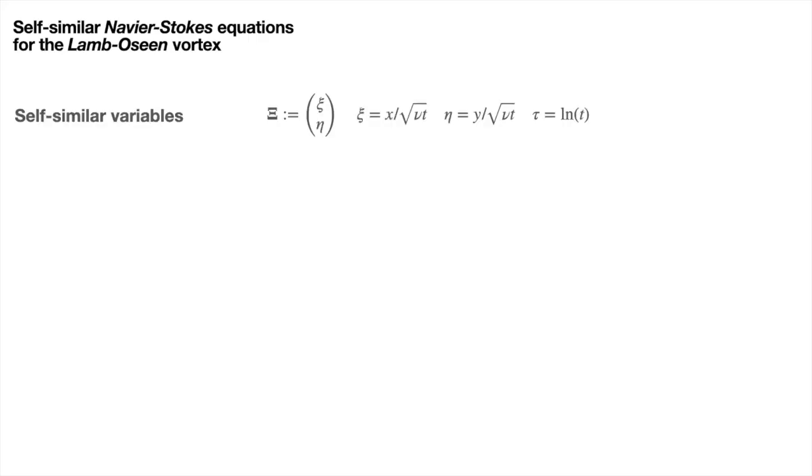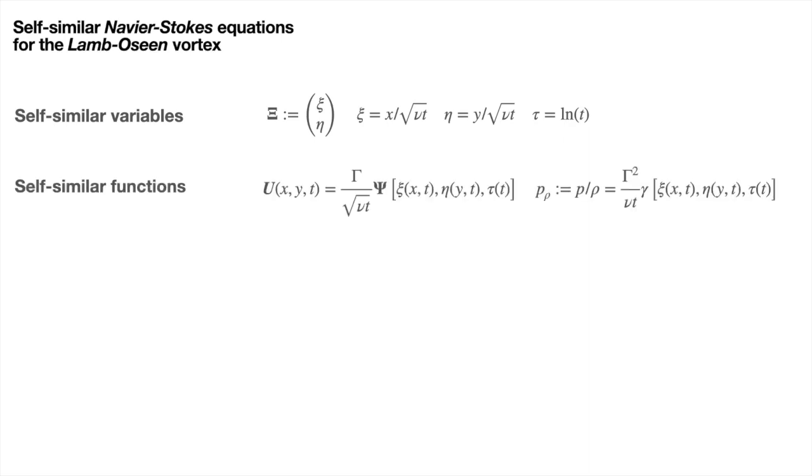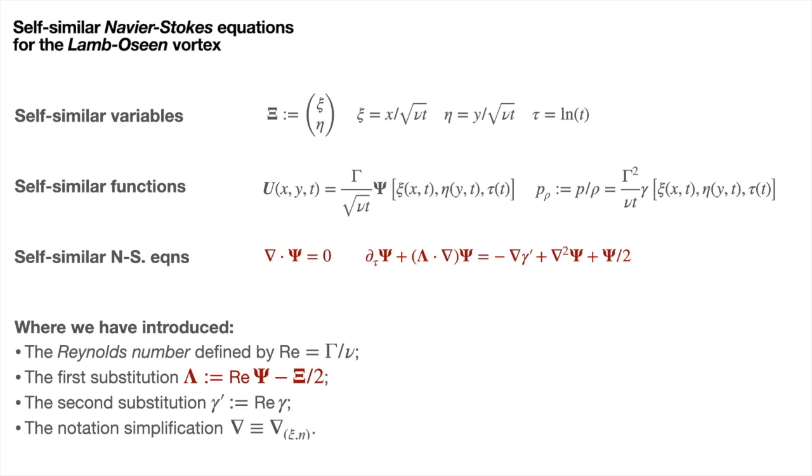To do so, one needs to use the self-similar variables of the Lamb-Oseen problem and the definitions of the self-similar velocity and pressure found theoretically, and to inject them into the native Navier-Stokes equations in order to get the self-similar ones. The two major changes are the definition of a new advection velocity lambda along with a new source term on the right-hand part of the equation.